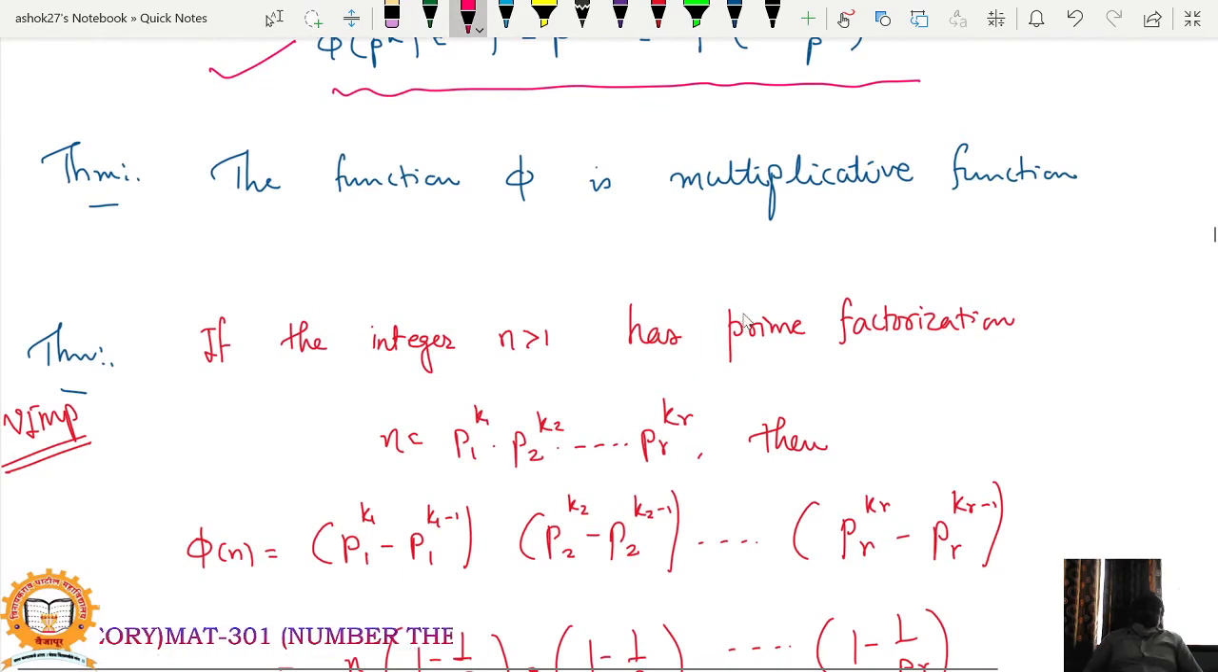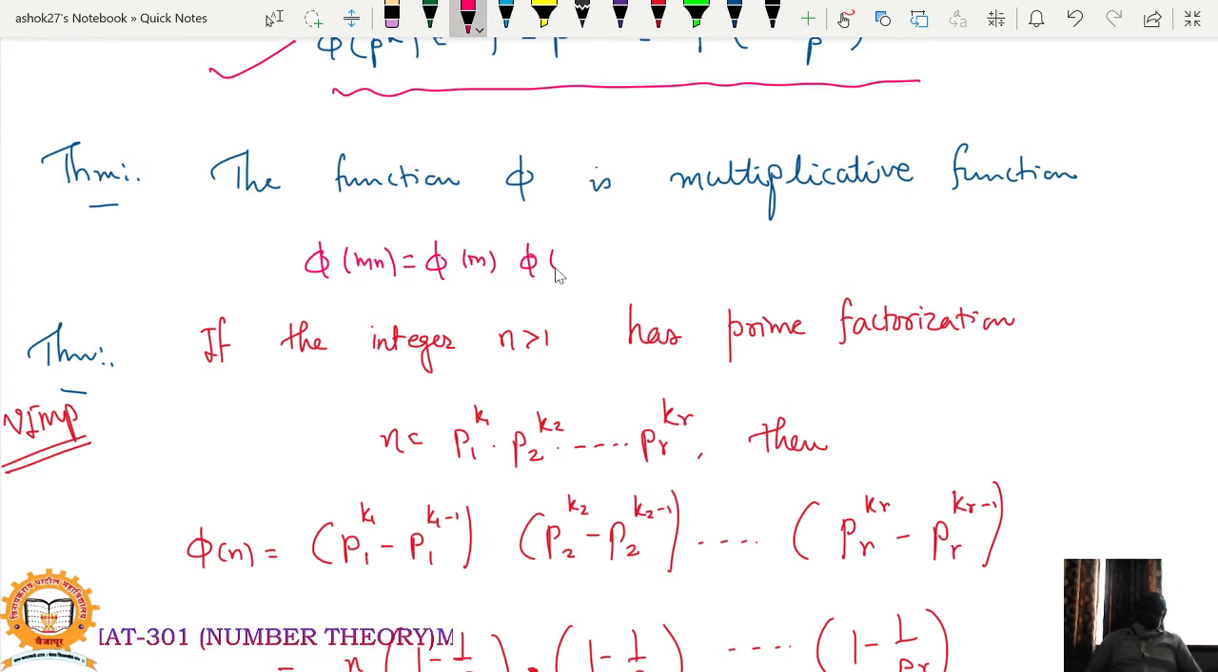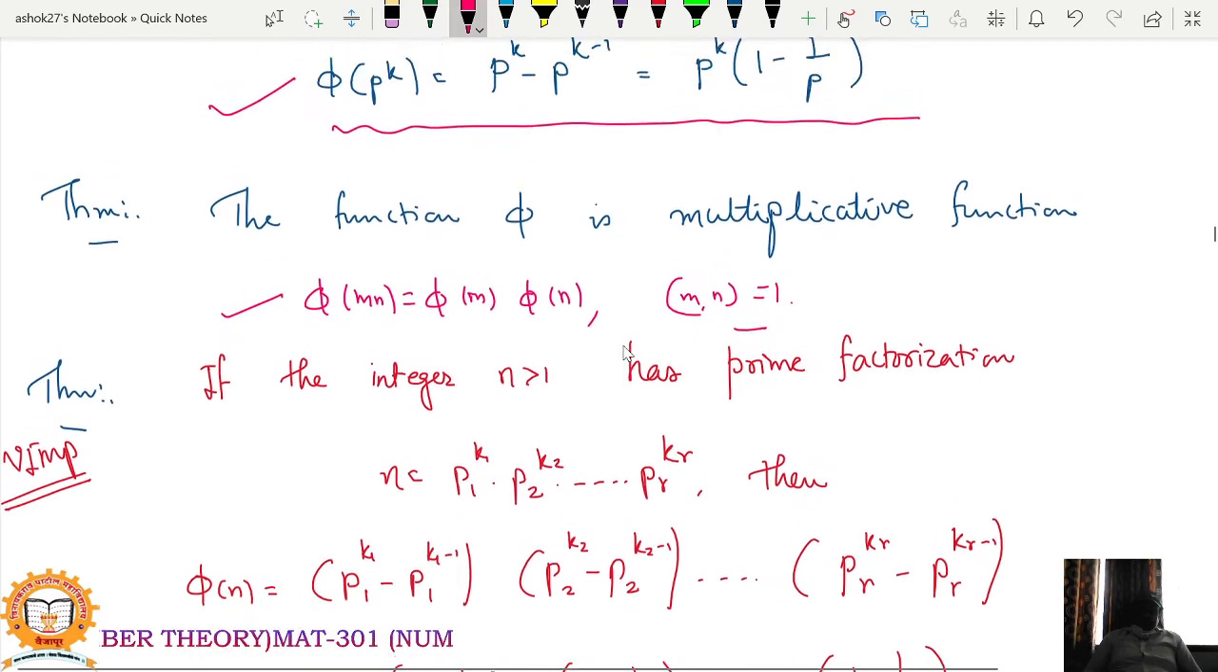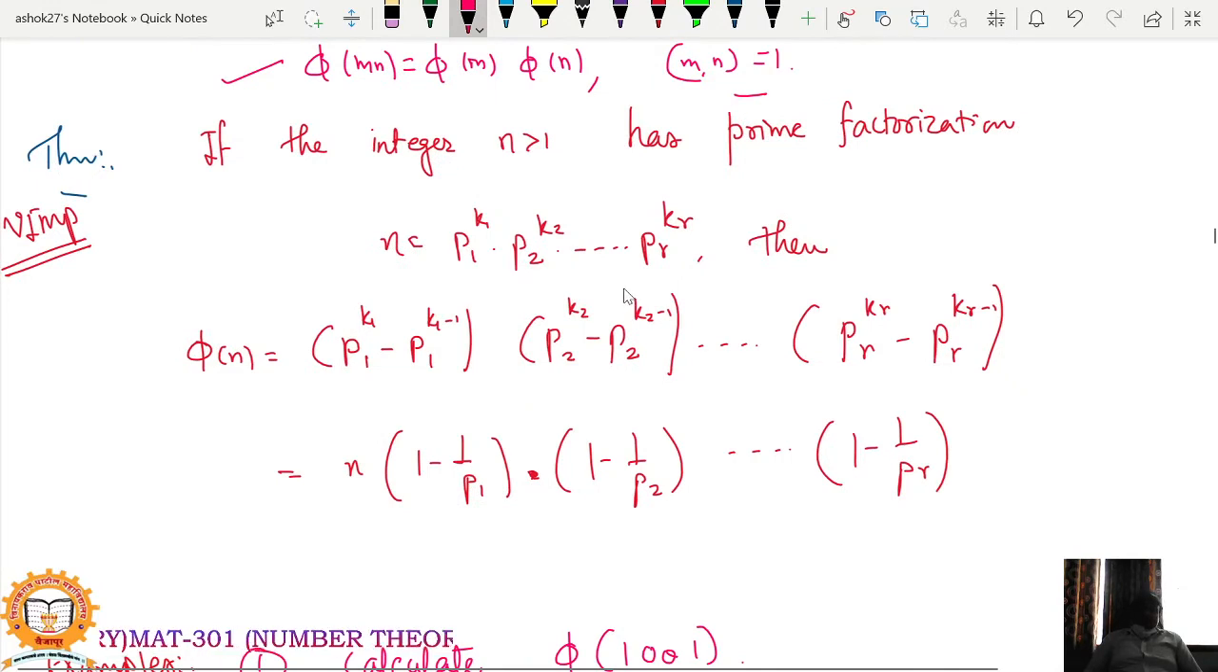Again, the function phi is a multiplicative function, meaning it satisfies this condition, that is phi of m into n is equal to phi of m into phi of n, where GCD of m and n is equal to 1. So it satisfies this condition. Next, if the integer n is greater than 1, then what is phi of n? If you have the prime factorization of n, then you will find phi of n using this formula. This is very important here, so use this theorem to calculate phi.